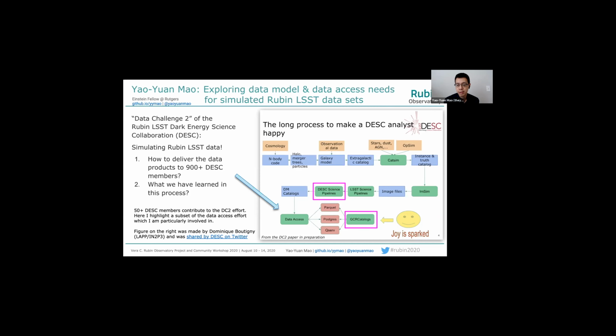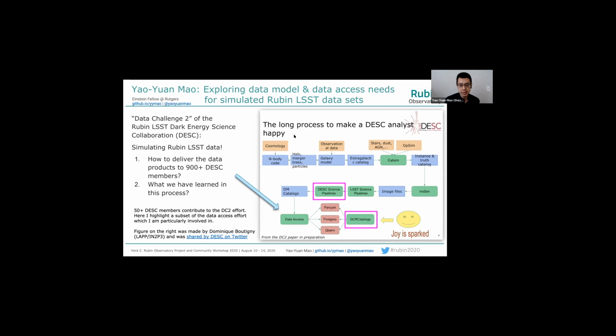As the figure on the right shows, this effort goes all the way from N-body simulations, creating catalogs to simulate the images, and then doing the LSST science pipeline processing. Here I'm going to highlight the latest part where, after the LSST science pipeline processing, we then need to deliver this dataset to about 900 DESC members.